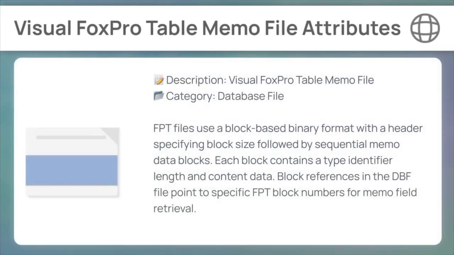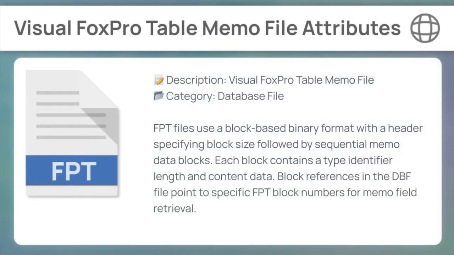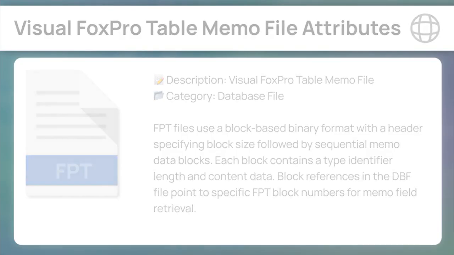FPT files use a block-based binary format, with a header specifying block size followed by sequential memo data blocks. Each block contains a type identifier, length, and content data. Block references in the DBF file point to specific FPT block numbers for memo field retrieval.